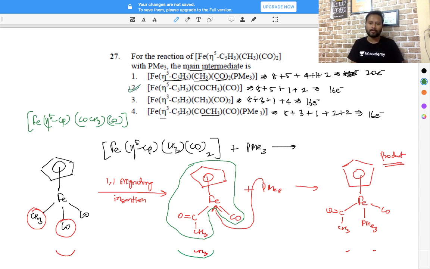Okay, so you should know about these reaction mechanisms like migratory insertion, oxidative addition, reductive elimination, and transmetallation. You should know about all these reaction mechanisms, what happens in them. I'll be taking two classes over here on YouTube, and I'll be discussing questions. So we'll try to cover as many questions as possible from this topic.